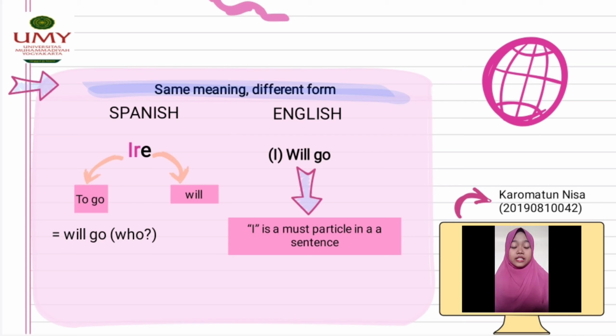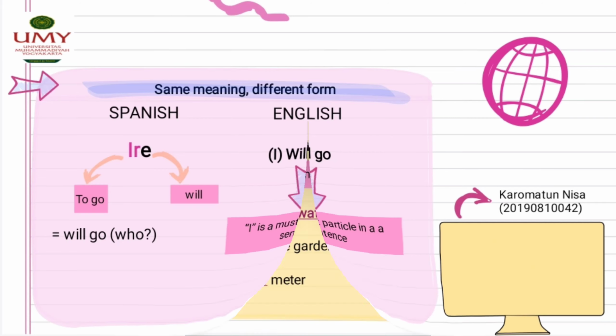The second type is same meaning but different form. Iré actually means will go. Ir alone means go, and the é at the end means will, as a future tense suffix. But who will go? Spanish speakers assume the suffix also marks the first person subject, so the subject is implied. However, in English, we must have an overt pronoun in a sentence. In this case, the pronoun is I, so the sentence is I will go.